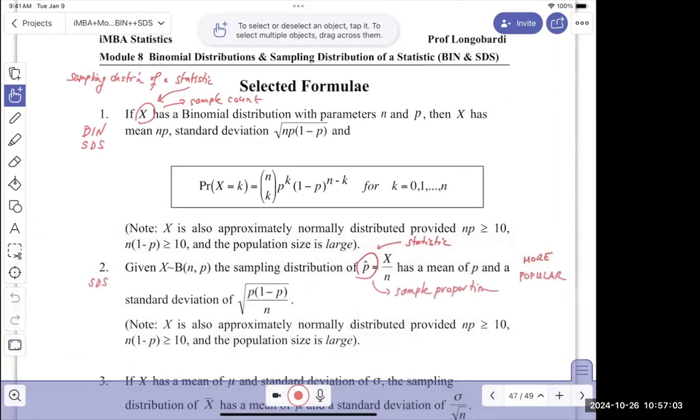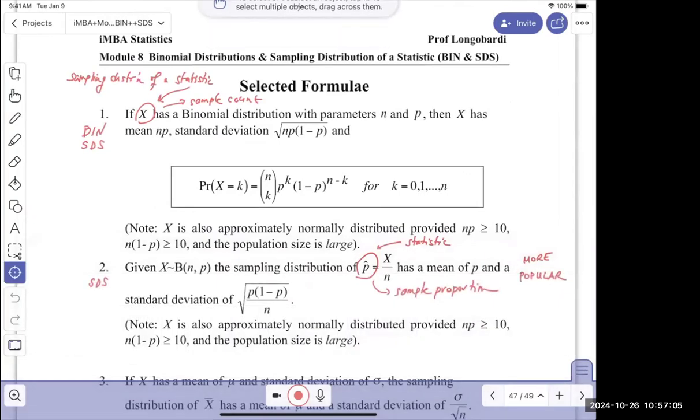Right. So we learned about a binomial distribution, and you can appreciate that we're going to use it for sampling because it's all about observing repeatedly to look for something. It's like a sample, right? I refer to the outcome X as a statistic, and I refer to the outcome as a proportion, the sample proportion, also a statistic.